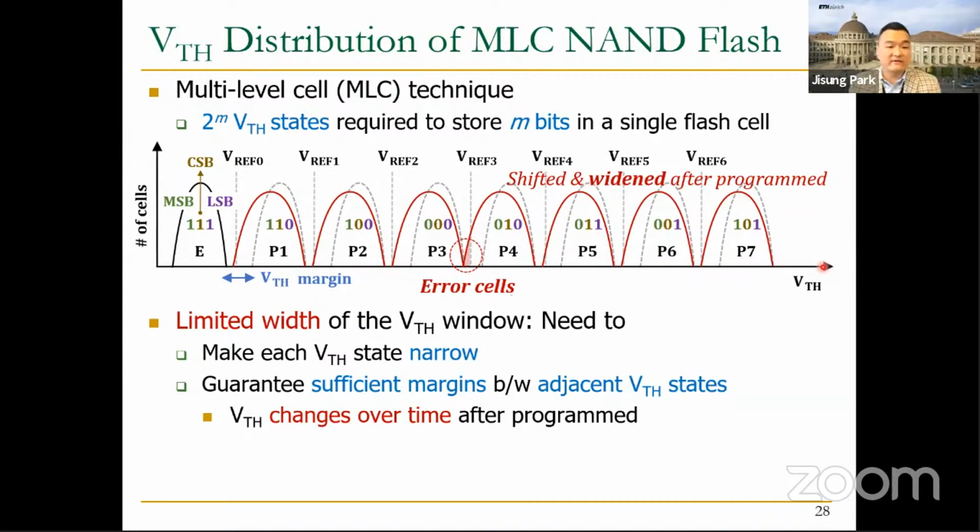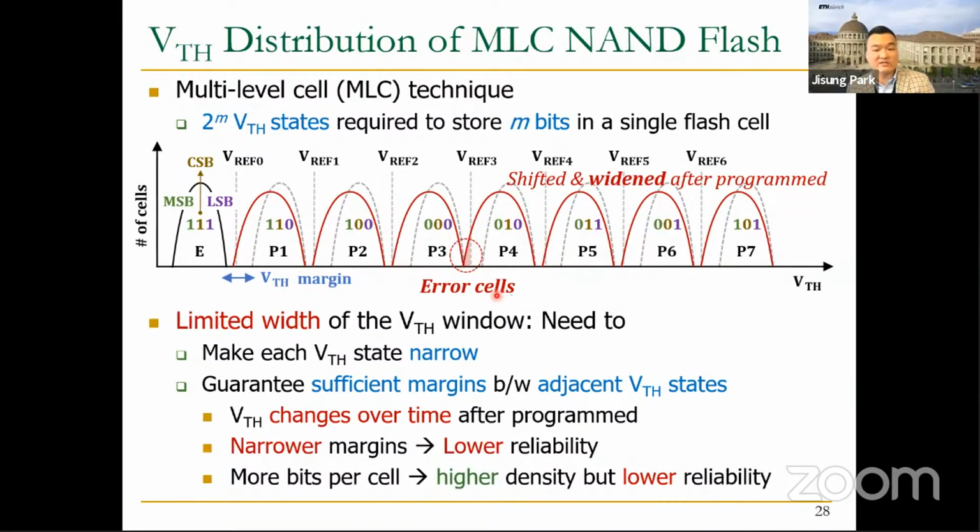Okay, and if a cell's threshold voltage level moves beyond the corresponding read reference voltage, reading such a cell incurs a bit error. So the narrower the margins between adjacent threshold voltage states, the lower the reliability of the NAND flash chip. This means that advanced MLC techniques can achieve high density, but it comes at a significant cost of low reliability.